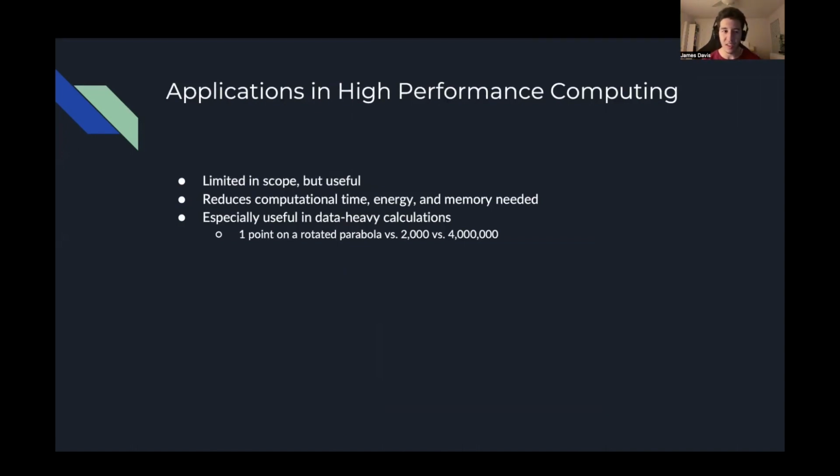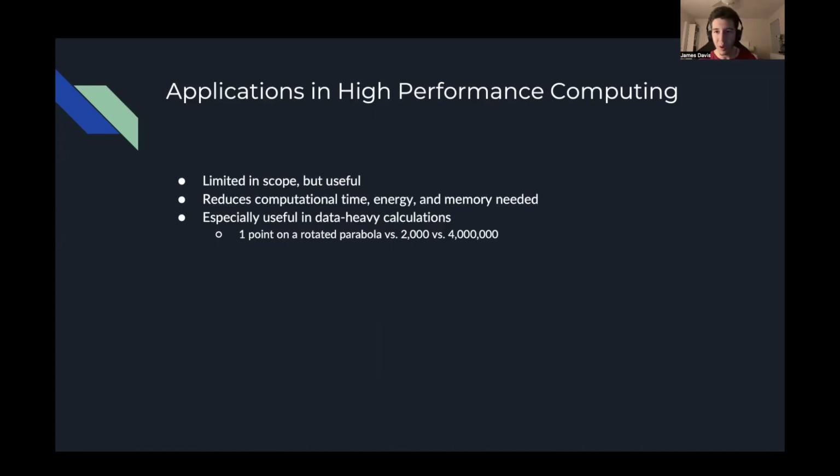Now, because of the limitations on this, given that it's a parabola rotated 45 degrees specifically, it's limited in scope, but it's useful. It reduces computational time, it reduces energy and memory needed. It's especially useful in data-heavy calculations, because imagine trying to use rotational matrices to approximate values on a rotated parabola. If you used rotational matrices, that would be a lot of calculations. That's why matrices are so power intensive. Especially for artificial intelligence, if you've taken a look at that. They essentially run on matrices, and that's why artificial intelligence is so power intensive.